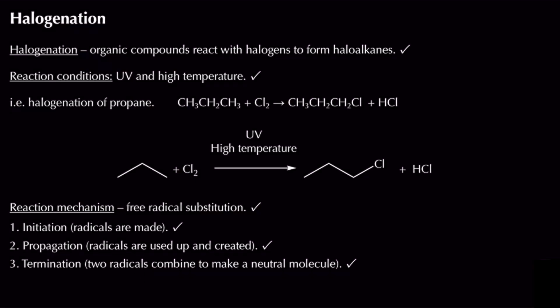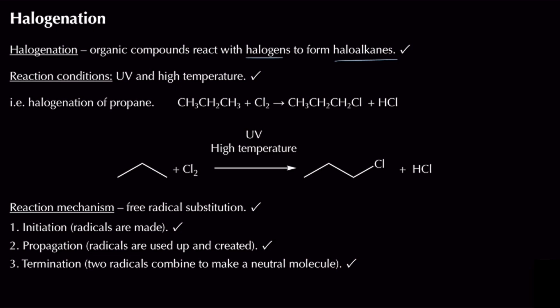So in this video, we're going to be looking at halogenation as a reaction in organic chemistry, as well as how we can actually draw a free radical substitution reaction mechanism. Now, halogenation is when we take some sort of an organic compound and we react it with a halogen to form some sort of a haloalkane.